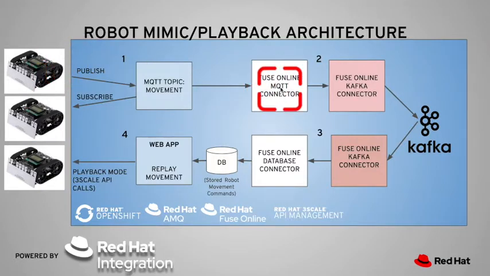Not just that, I am also using Fuse Online, a citizen integration tool from Red Hat, to create an integration which subscribes to the same movement topic, retrieves the movement, and then persists that in Kafka. Then I created another Fuse Online integration to retrieve the movement from the Kafka topic and put it into a database. Then I created a web-based interface which allows the user to retrieve the movement by username and replay those movements on the third robot.